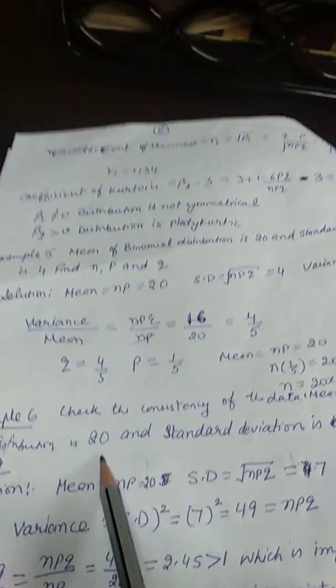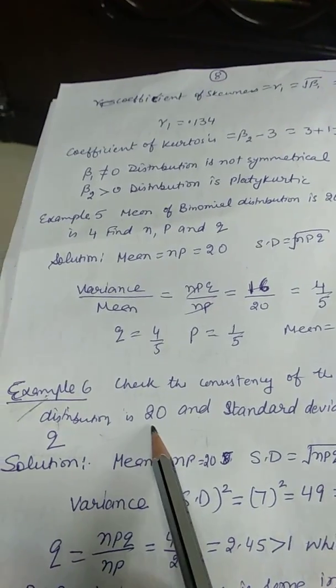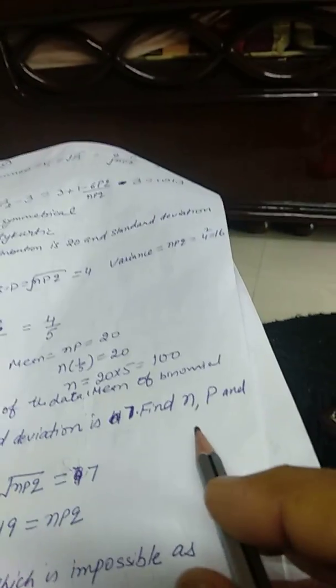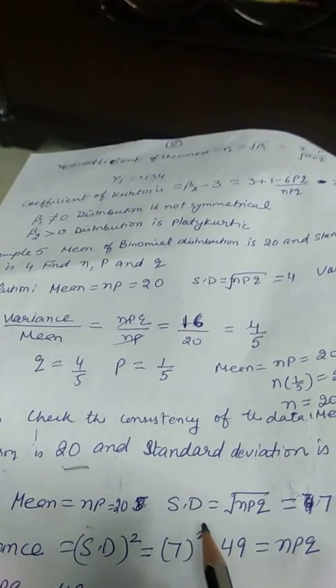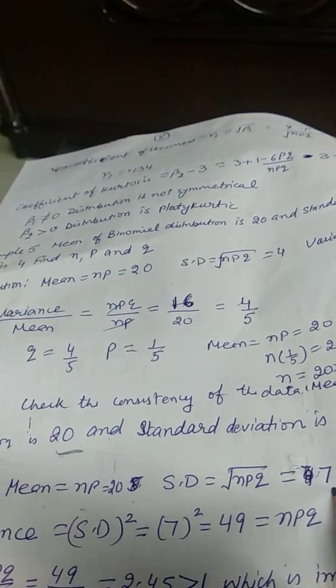The next thing which is important in the binomial distribution is that you are given to check the consistency of the distribution of binomial. If the mean of the binomial distribution is 20, what is this? This is the mean of the binomial distribution. So mean is given equal to 20, and you are given the standard deviation equal to 7.